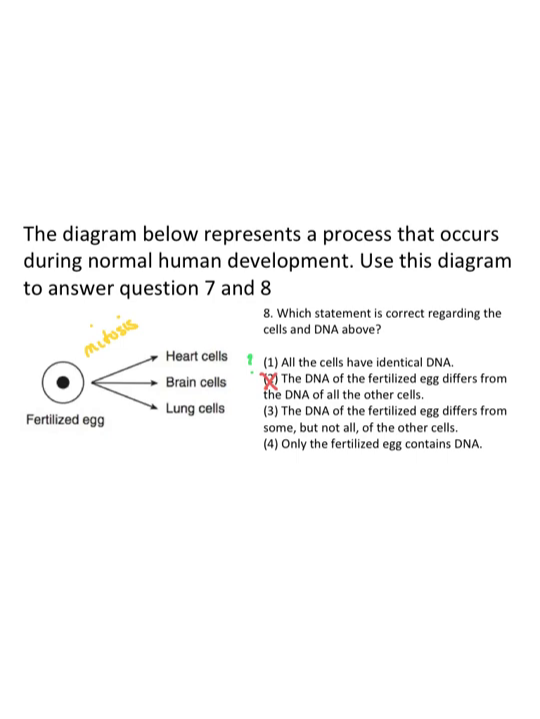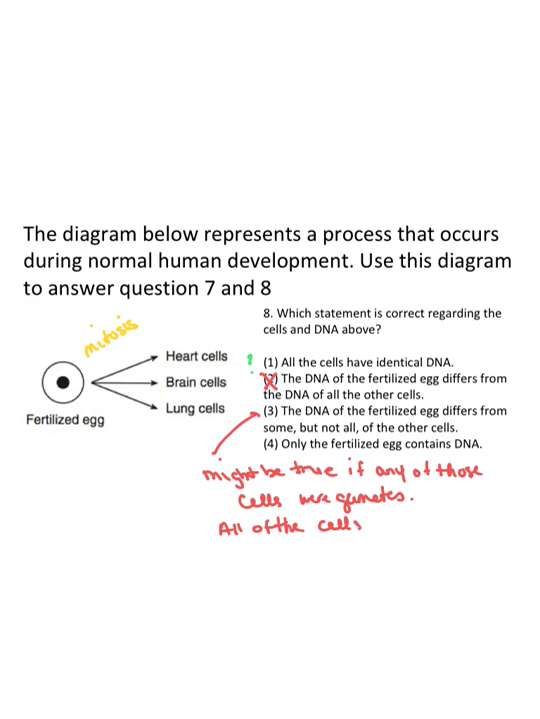The DNA of a fertilized egg cell differs from some, but not all, of the other cells? Well, see, now this one's tricky because this one might be true if any of those cells were gametes. But they are not. All of the cells listed are somatic cells. So in somatic cells, it's not going to happen.